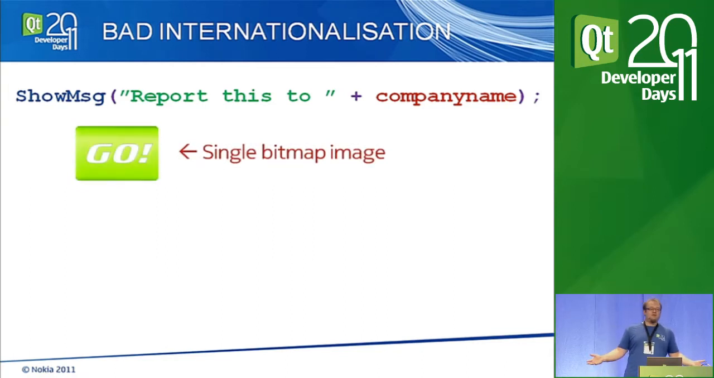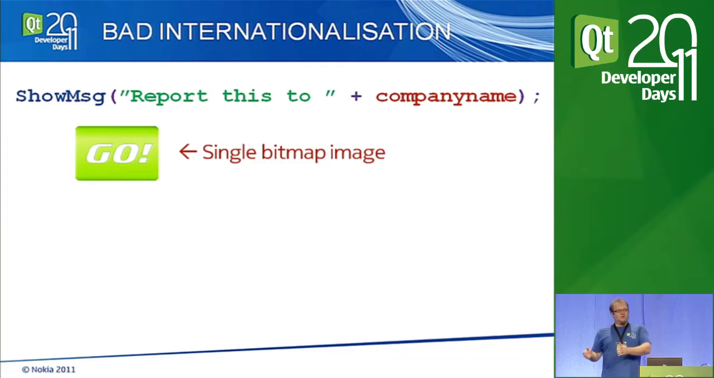So this is not good, if it's a single bitmap image. There are 2 things wrong with this button in many languages. One of them is that it's a bitmap only, so you need to make a new bitmap for another language. And the word go has only 2 characters. There's an exclamation point. In Spanish, you would have to put that exclamation point the other way around in the beginning of the word as well.